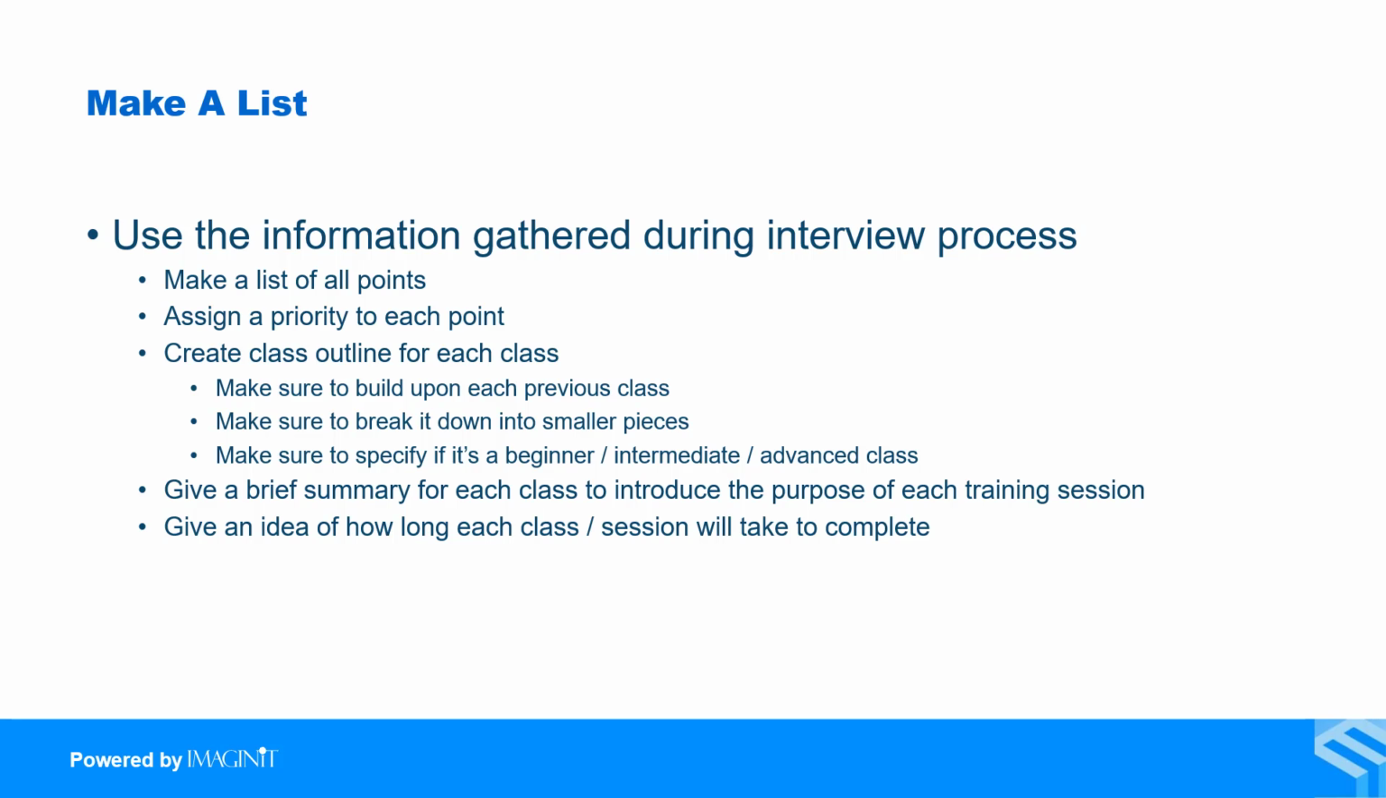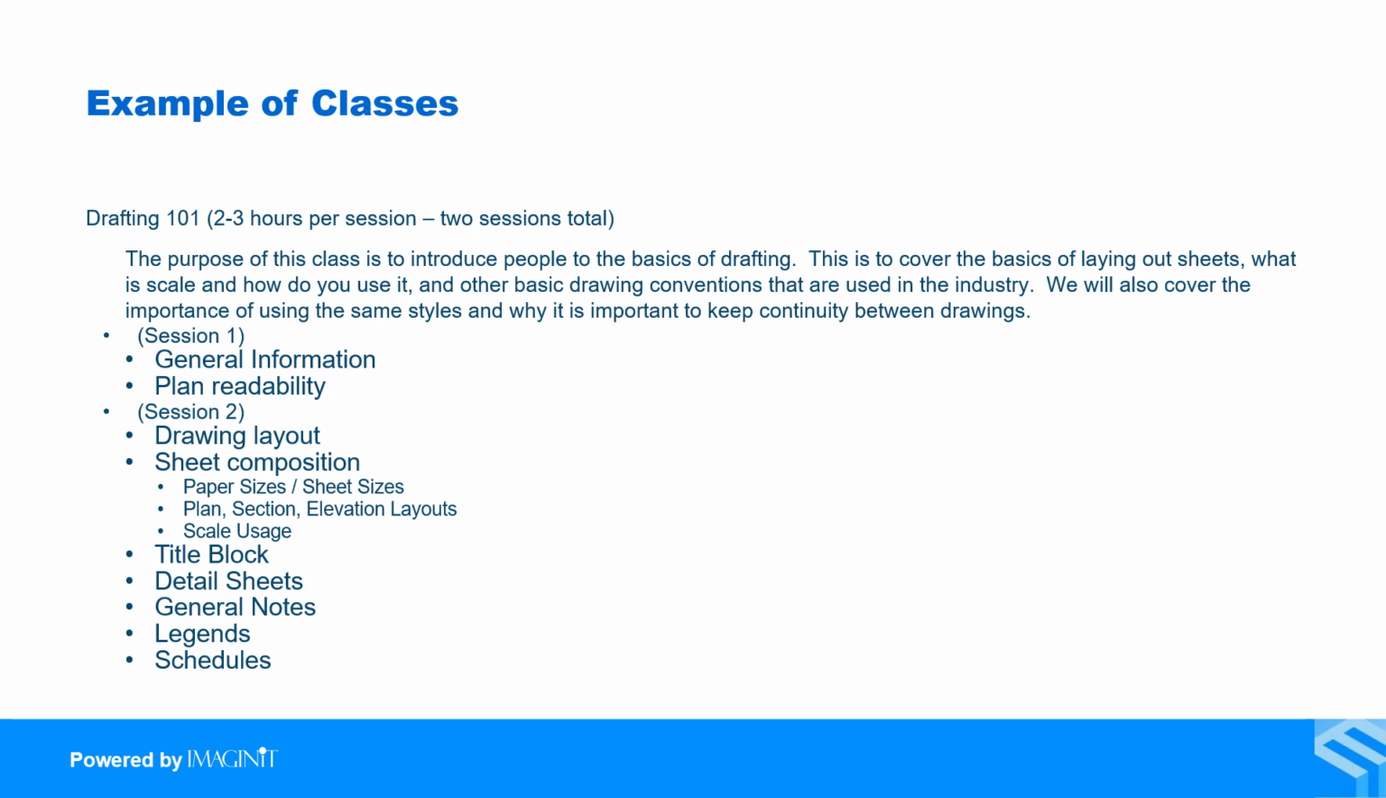Give a brief summary of each class to introduce the purpose of each training session and give an idea how long each class or session will take to complete. The reason why we do this is so that we understand what we're doing. So this is one of my examples. This is drafting 101. This is typically 2 to 3 hours per session, and there's 2 sessions total.